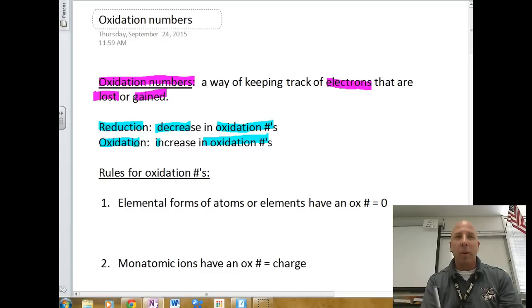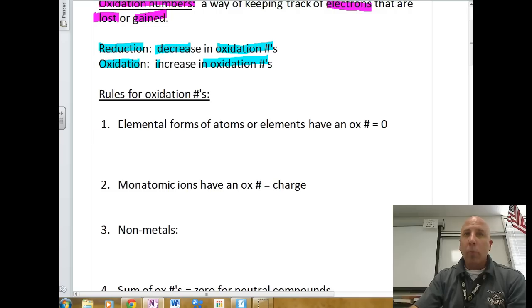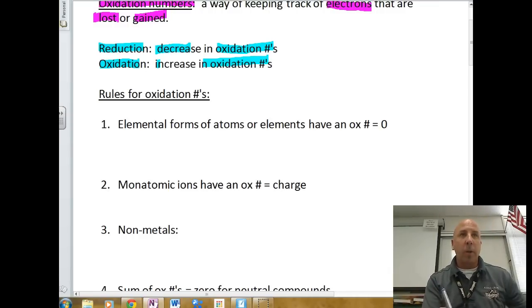sorry, I made a little typo there. An increase in oxidation number is going to be oxidation. So, okay, we have rules for oxidation numbers, and we follow these rules so that we can figure out the oxidation number of any element, compound, or polyatomic ion.